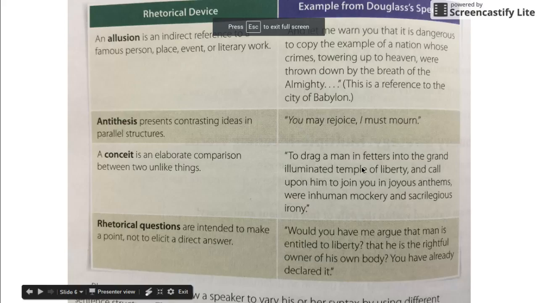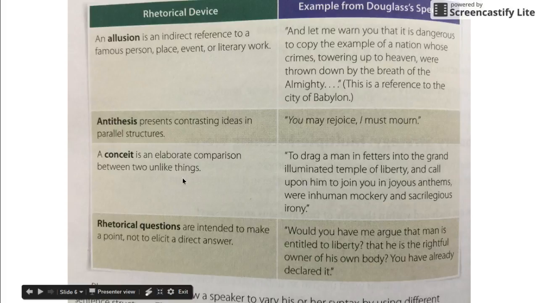Okay, as stated before, the antithesis is going to look like this. You may rejoice, I must mourn. Okay, contrasting ideas and parallel structures. You may look up some of these for yourself and write down an example on your paper. That might be helpful to see some more of those.